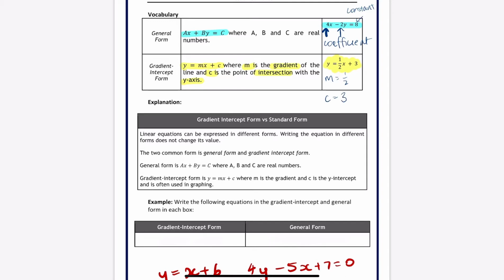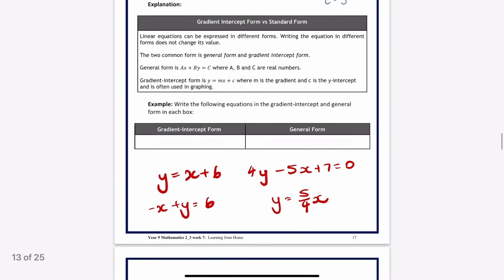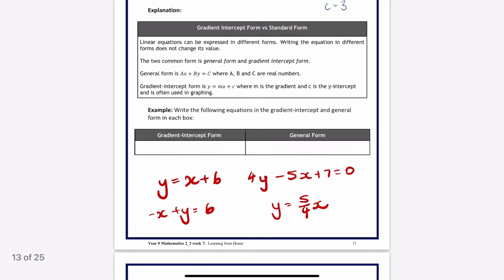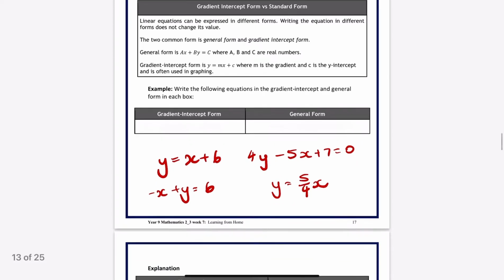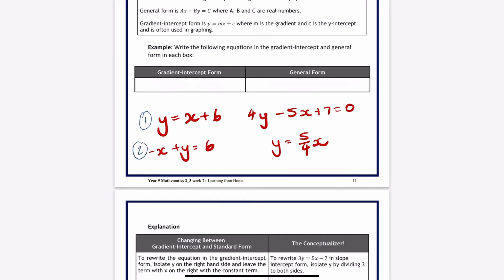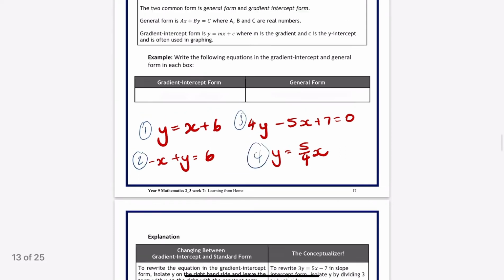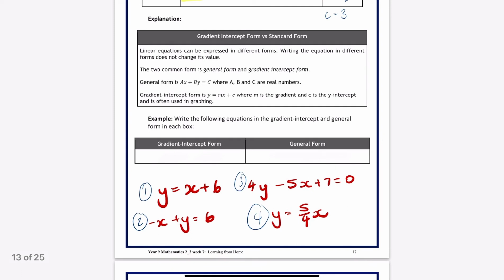Before we convert between them, we should first know how to identify them. In this example, we're going to identify each of these 4 equations, 1, 2, 3, and 4, as either gradient intercept or general form. Number 1 is y equals x plus 6.